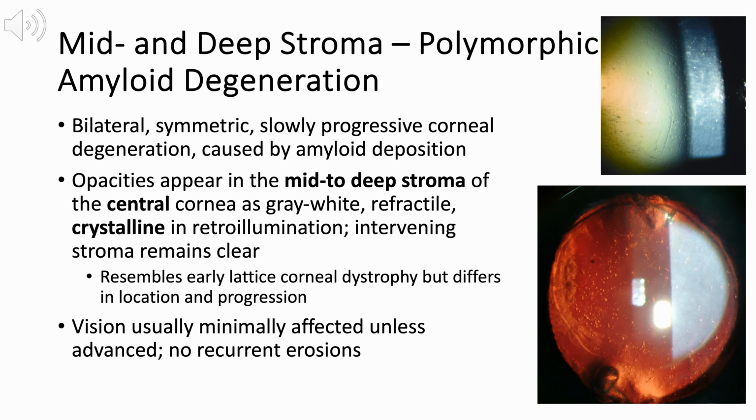Moving on, we will now cover polymorphic amyloid degeneration. This condition is characterized as a bilateral, symmetric, and slowly progressive form of corneal degeneration caused by amyloid deposition. Clinically, the gray-white, refractile, crystalline opacities are found in the mid to deep stroma of the central cornea and can be viewed in retroillumination. The intervening stroma remains clear. This presentation can resemble early lattice corneal dystrophy, but it differs in both location and rate of progression. In most cases, vision is only minimally affected unless the disease becomes advanced. Importantly, there are no recurrent erosions associated with this condition.